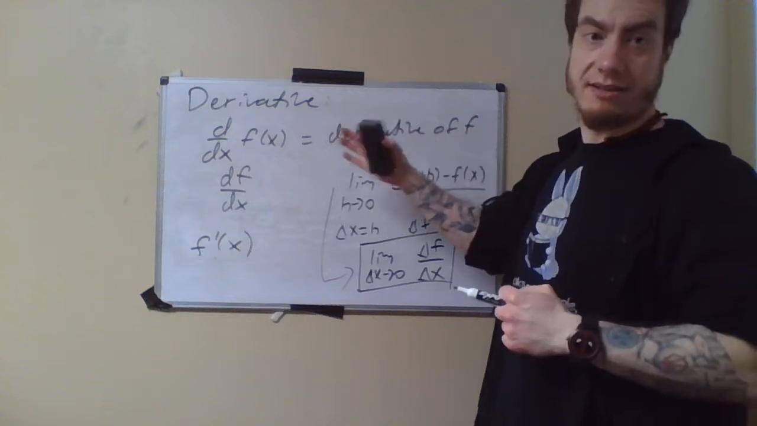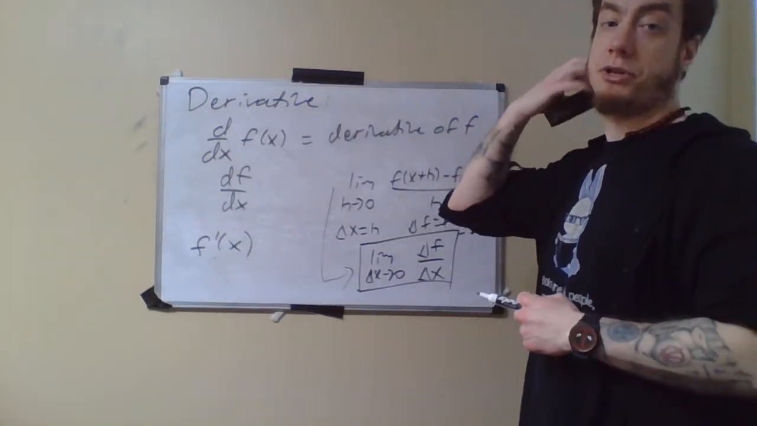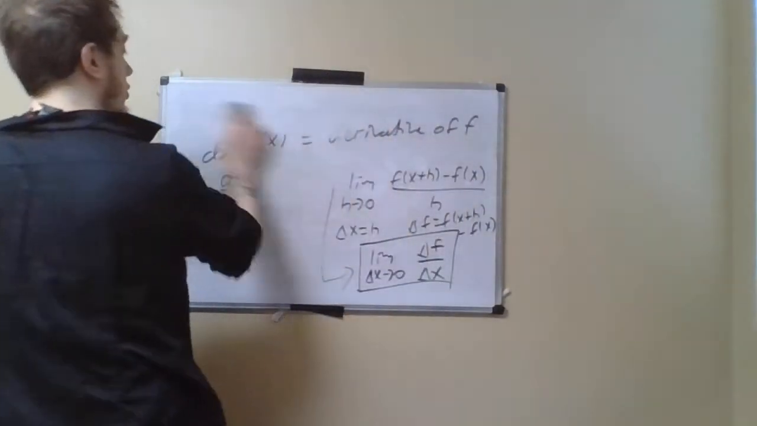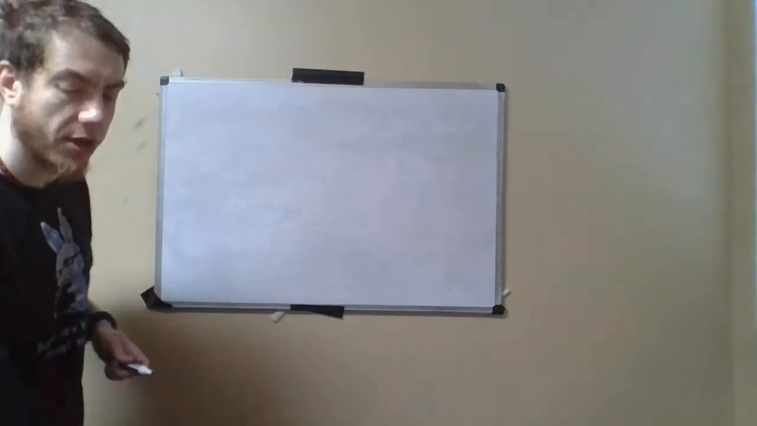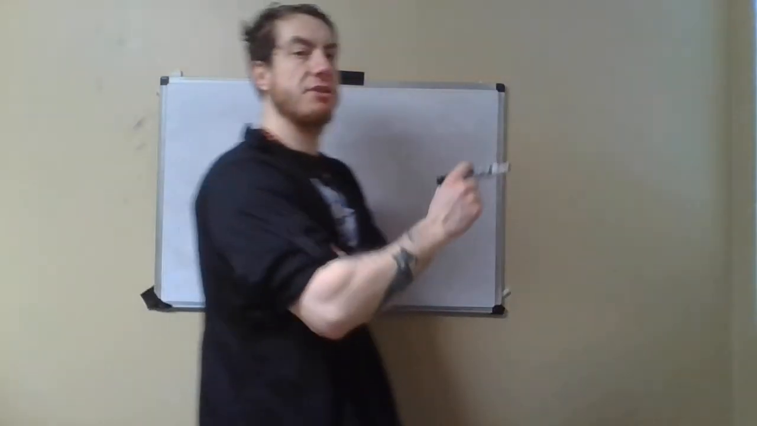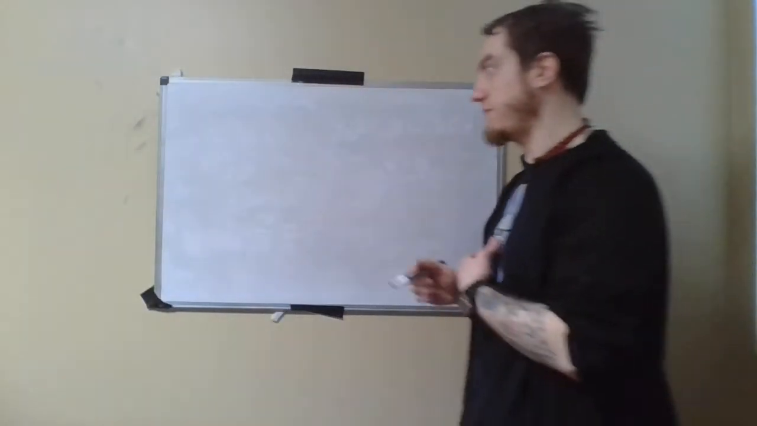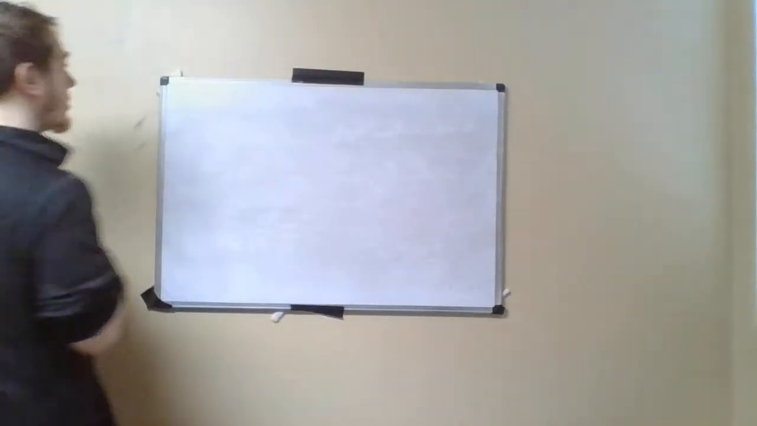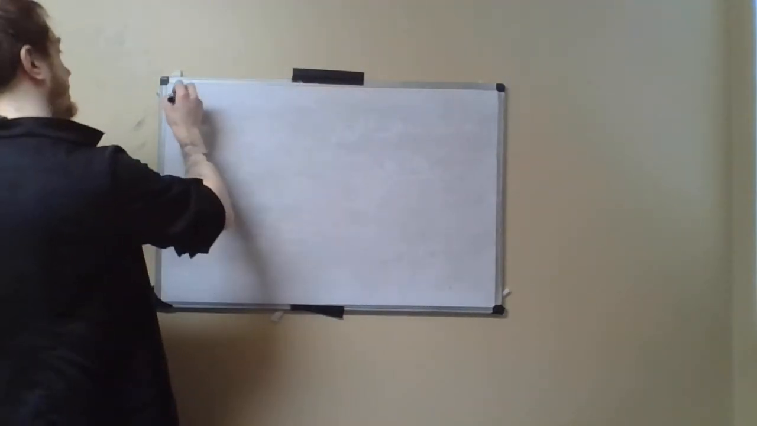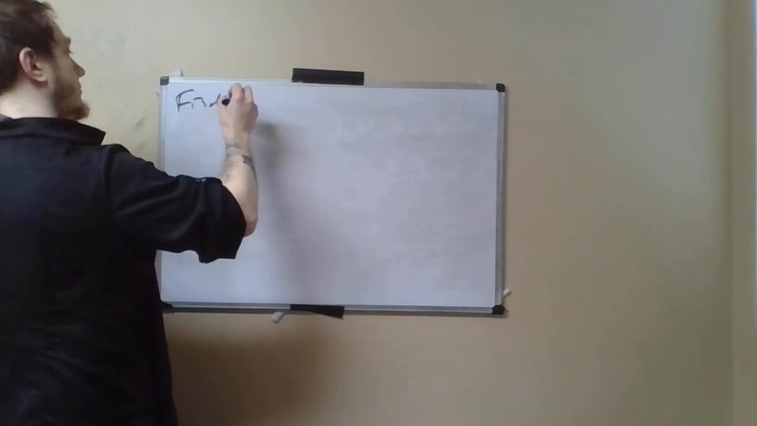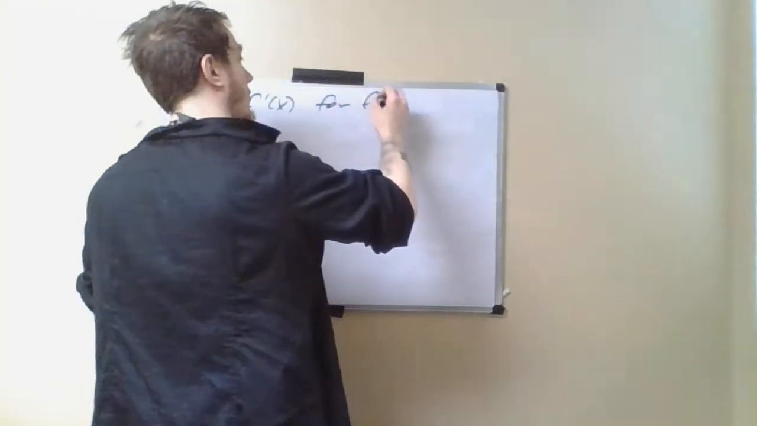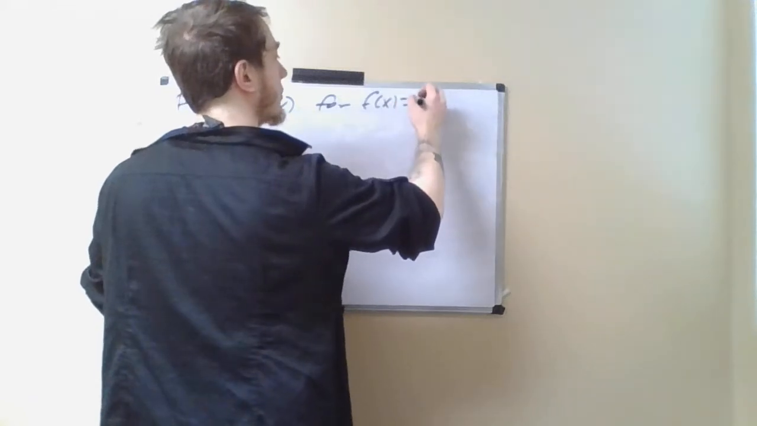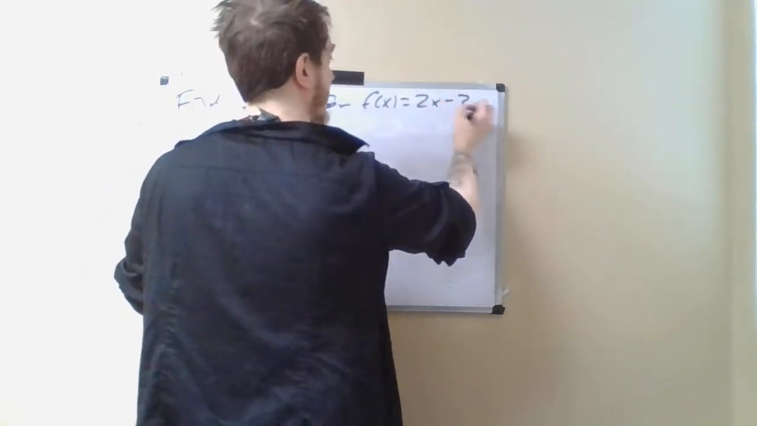Anyway, the point is that these are just two different ways to write the derivative as a function. So let's now think about some things that we can say about some basic functions and what their derivatives are as functions. So let's start with finding f prime of x for f of x equal to, let's say, 2x minus 3.